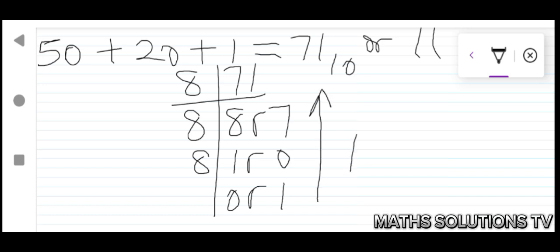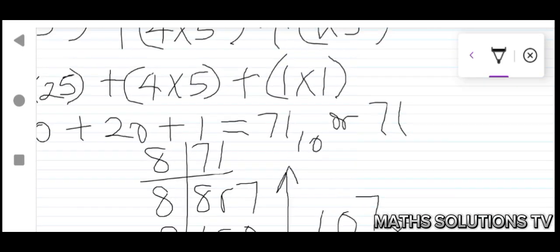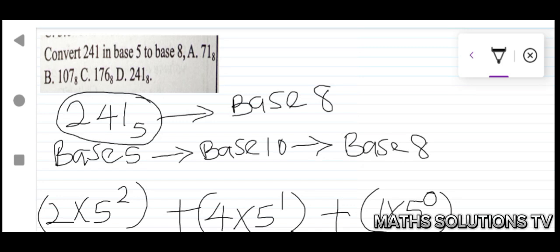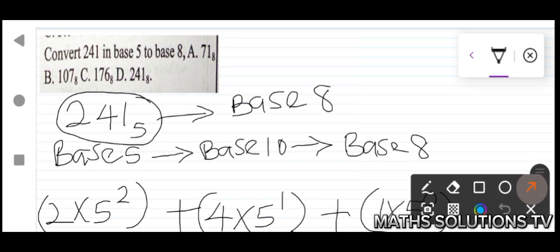Let's write 107 base 8. So this is the final result. 107 base 8 is the final result, and let's go check which option is correct. 107 base 8. And you would agree with me that option B is very much correct.